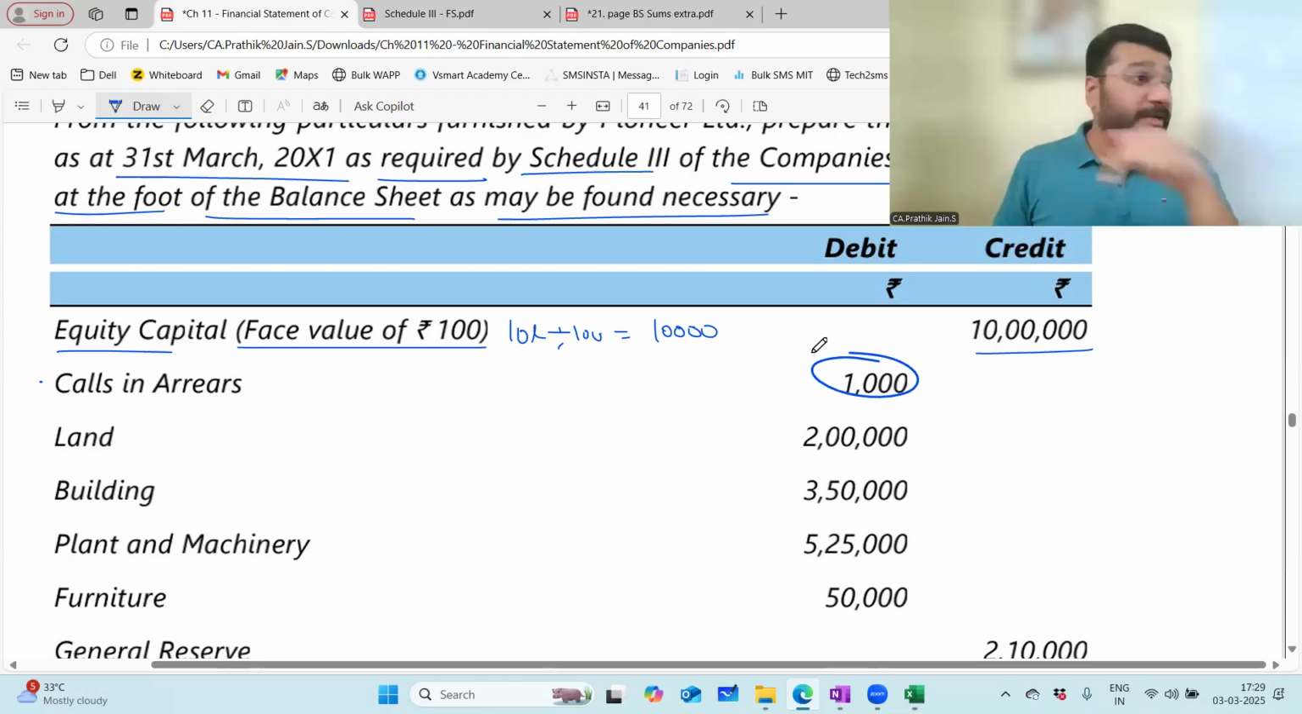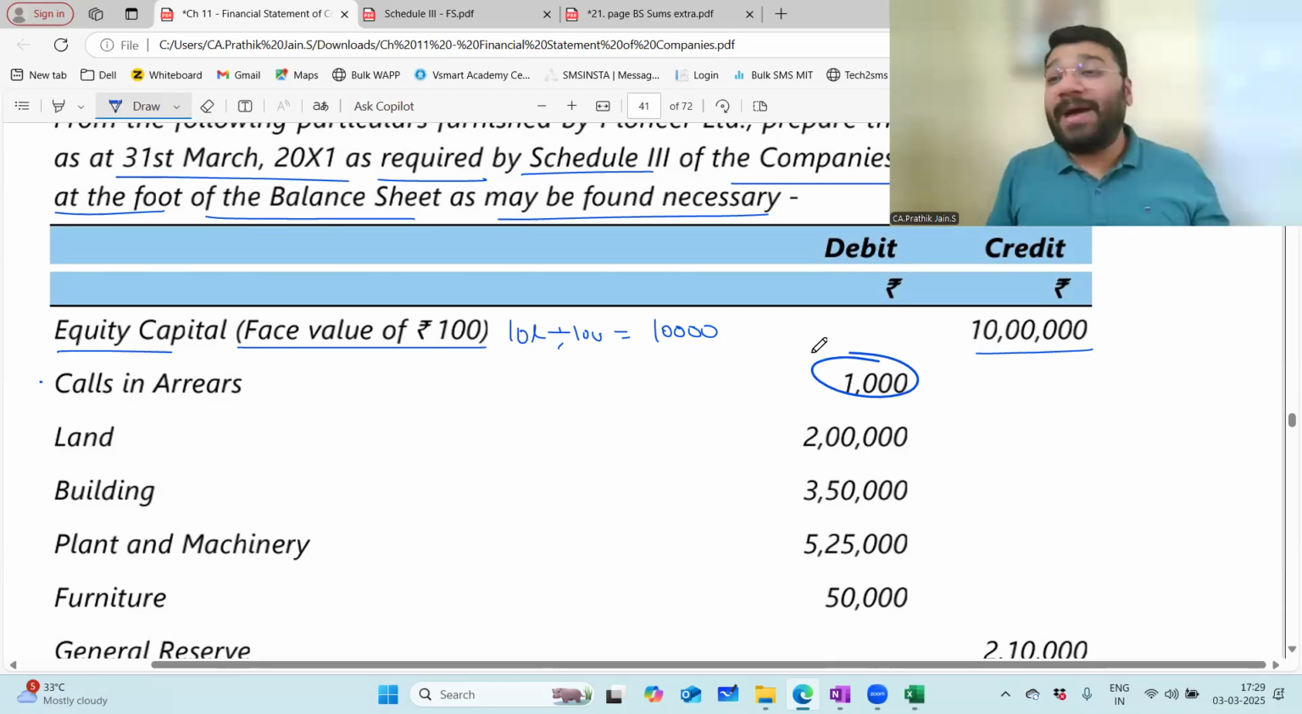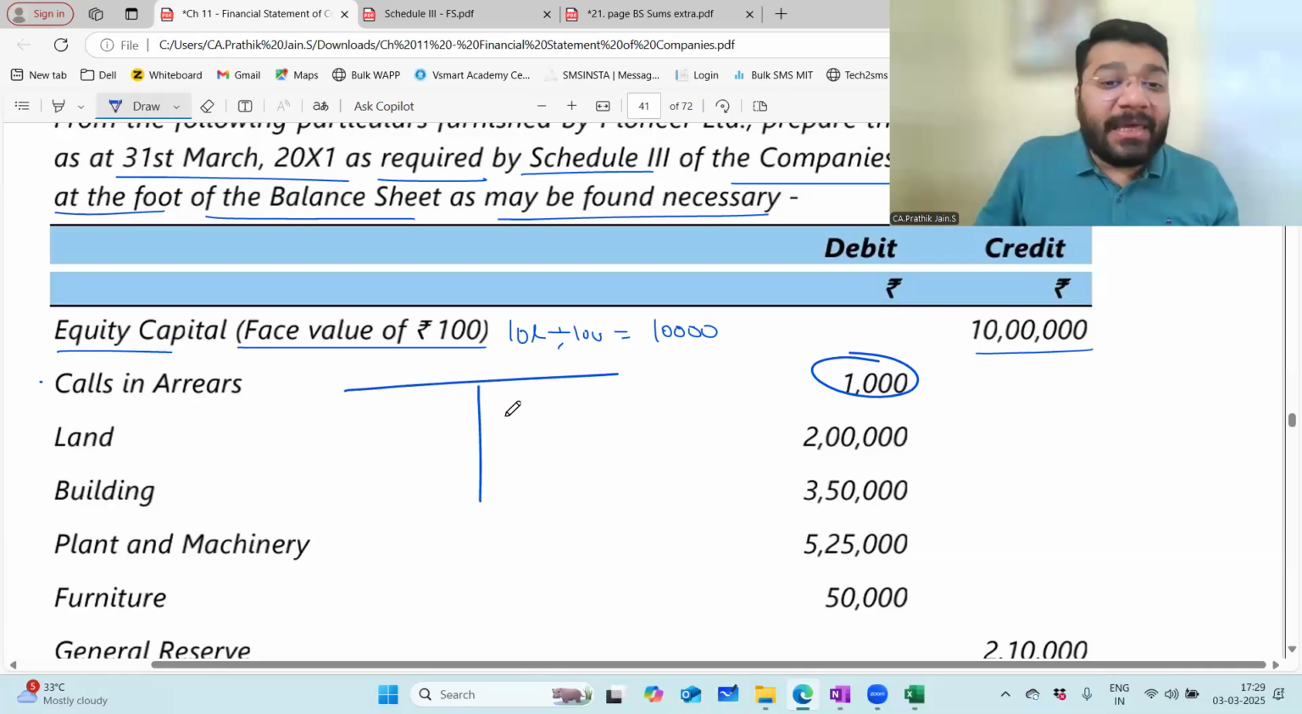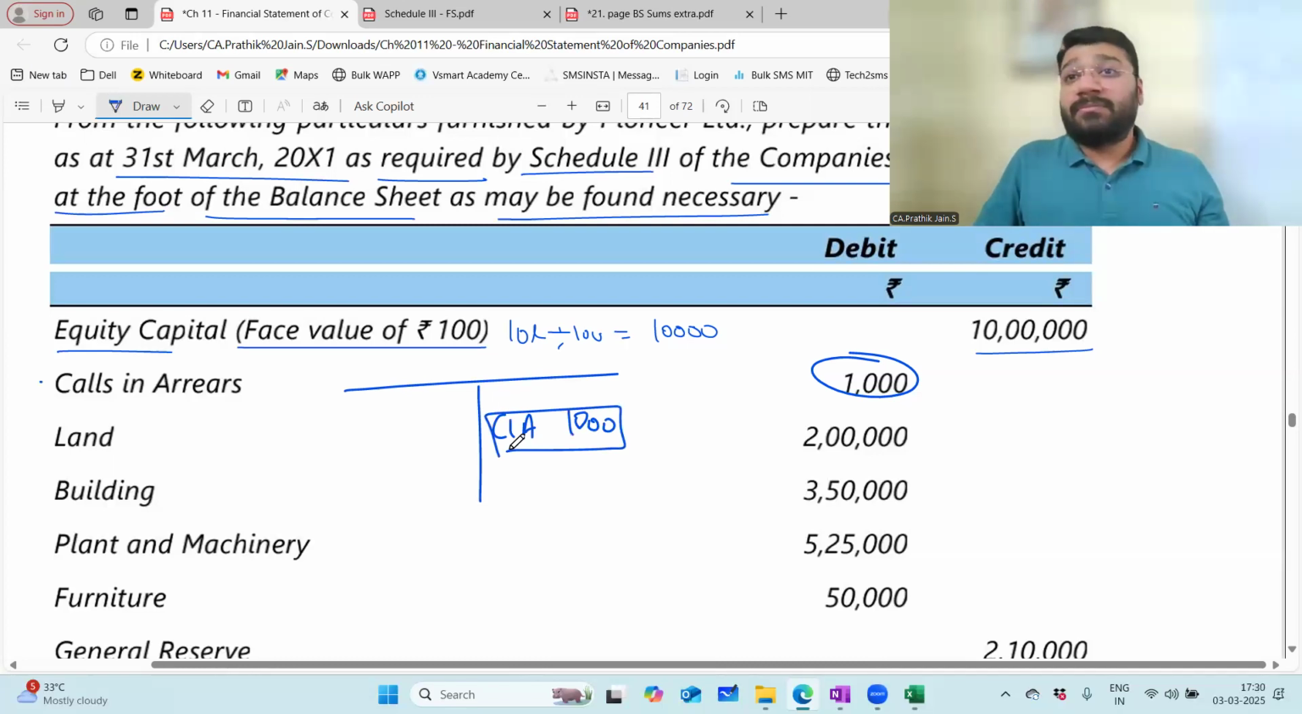So debit column. But though this is debit balance, though this is asset in nature, can I show it on the asset side of the balance sheet? No. It is a part of the capital family. And hence, what are we supposed to do? Subtract from the share capital. So typically, calls in arrear is a debit balance. It should come on the asset side. But on the asset side does not make sense. So what do we do? We regroup it.